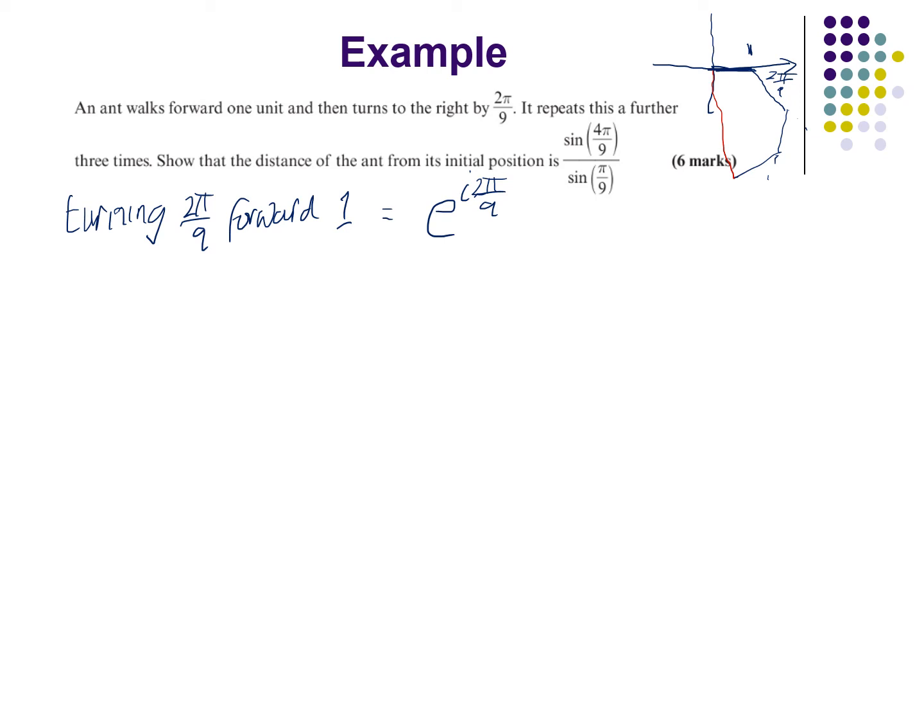So if we think about adding together our complex numbers then, my first one is going to be the 1, that's forward 1 unit. My next one is going to be one of those. Now, when I go on to my next one, he's turning a further 2 pi by 9. So I'm going to get in the direction 4 pi by 9 in total. He's going to do another one.